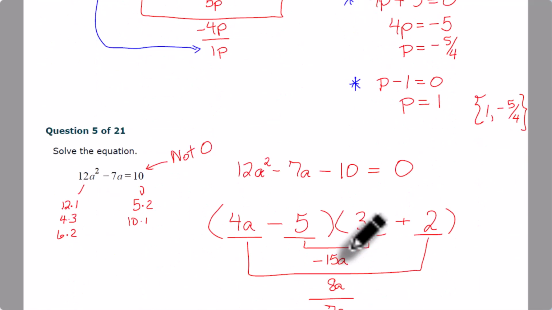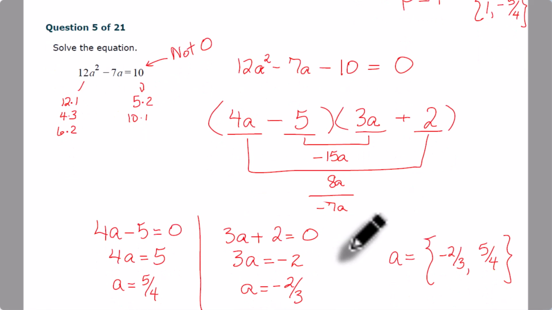All right, let's see. Question 5. Well, question 5, oh no, it's not equal to 0. Oh no, so what do I have to do? Well, I've got to move that 10 over to the left because I need my problem equal to 0.